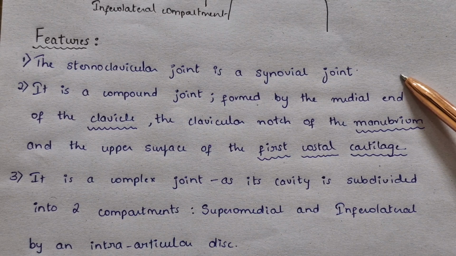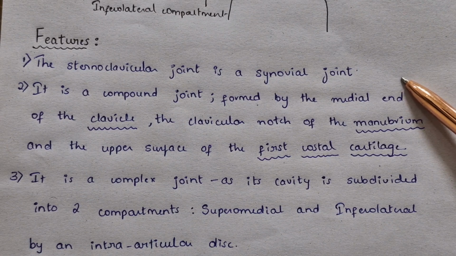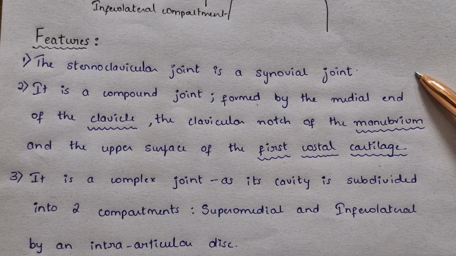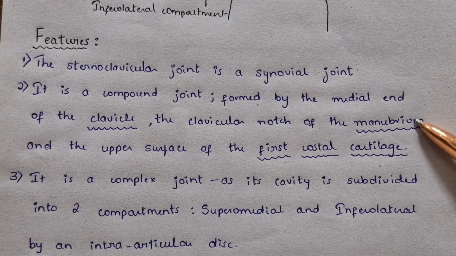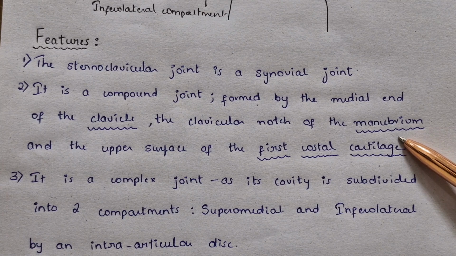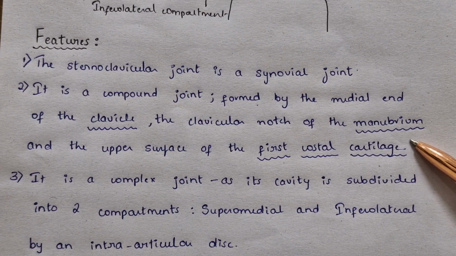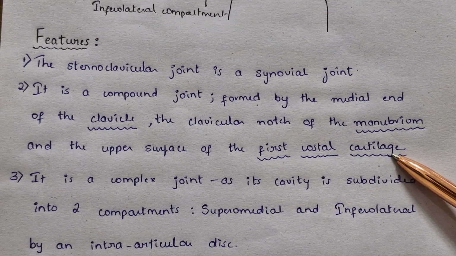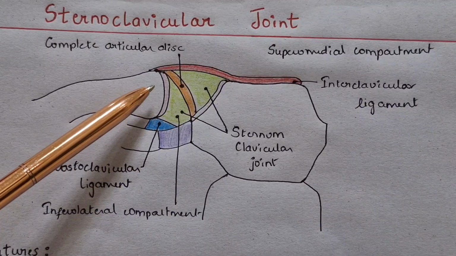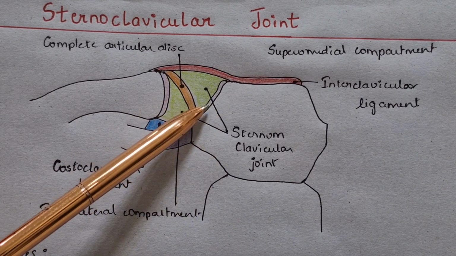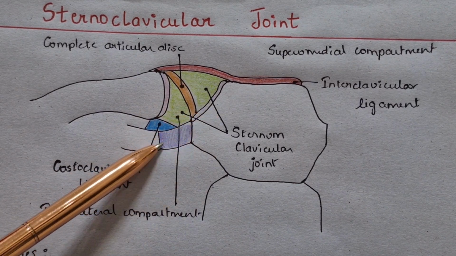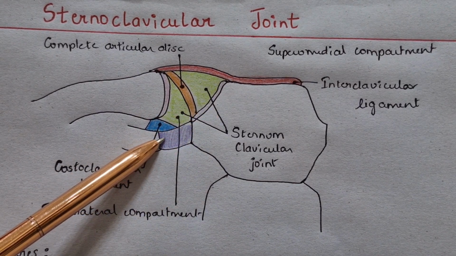The sternoclavicular joint, also called the SC joint, is a synovial joint. It is a compound joint formed by the medial end of the clavicle, the clavicular notch of the manubrium, and the upper surface of the first costal cartilage. So this is the medial end of the clavicle, the clavicular notch of the manubrium, and the first costal cartilage.